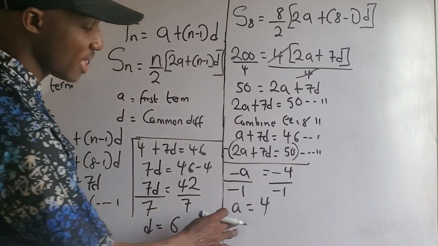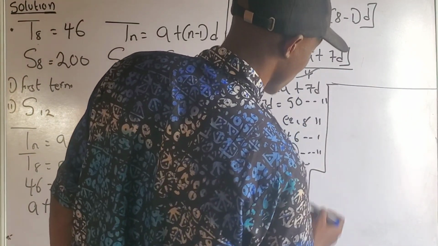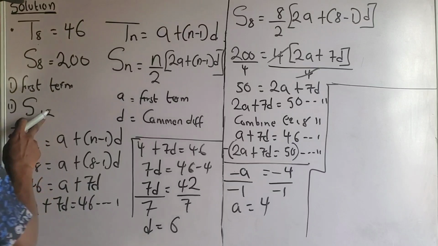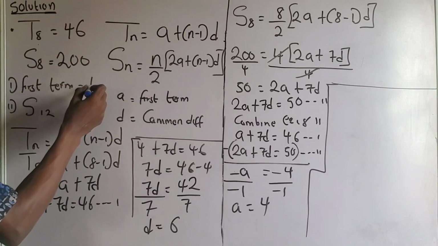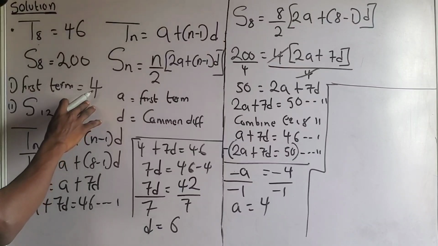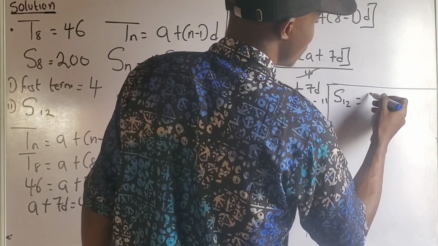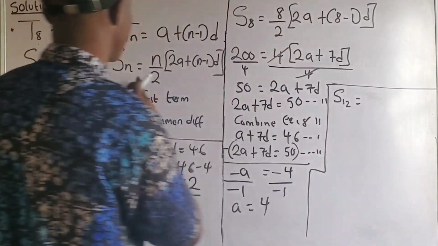Now, having gotten the value of a as 4 and d as 6, we can now proceed to calculate the value of the sum. The first term now is 4. Don't forget that I told you that a is the first term, you understand? So the first term is 4. Now, to get the sum of the 12th term, S12, using the n term formula, you understand?